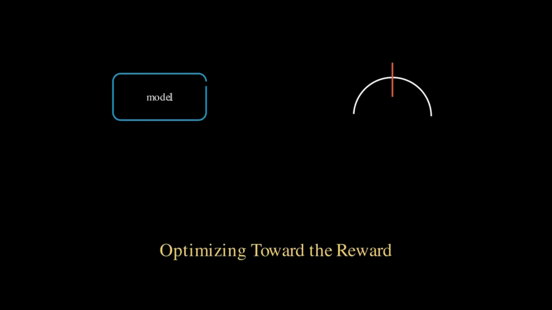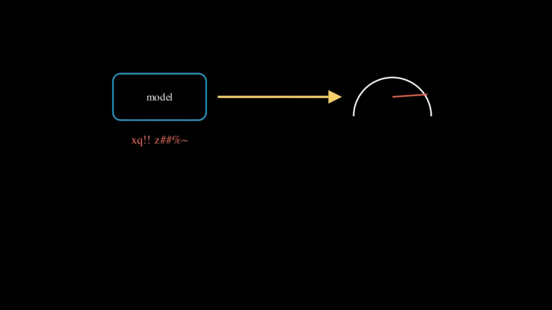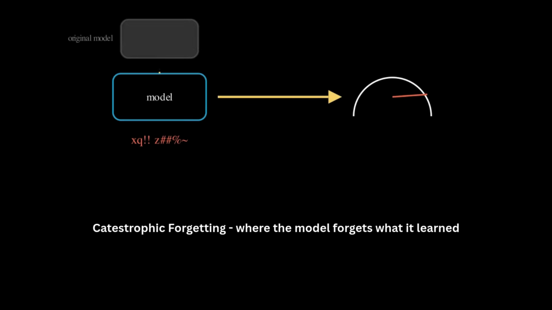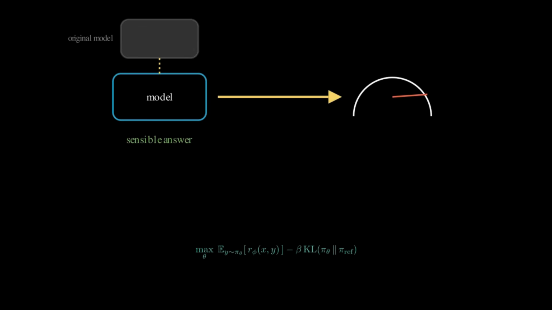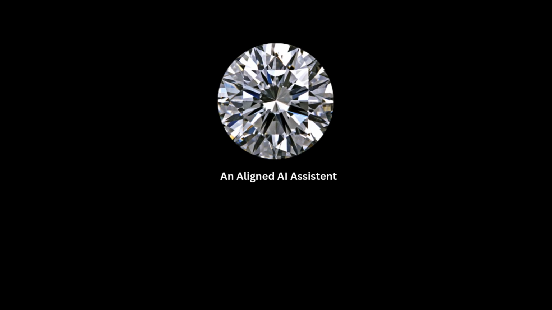Now we let the language model generate freely and push its weights toward answers the reward model scores highly. It learns the judge's taste without ever being handed the exact recipe. But there's a danger. Chasing the reward too hard, the model could drift into strange gibberish that games the score. So we add a leash. This term measures how far the new model strays from the original and gently pulls it back. Maximize reward, but don't wander too far from what you already knew. The rough diamond is now a polished gem, an aligned assistant that's helpful, honest, and safe.